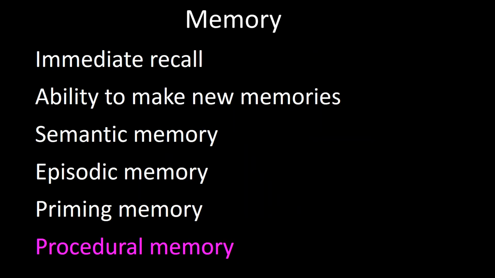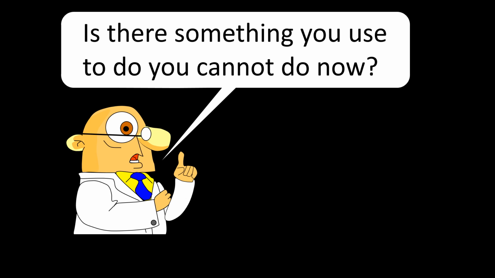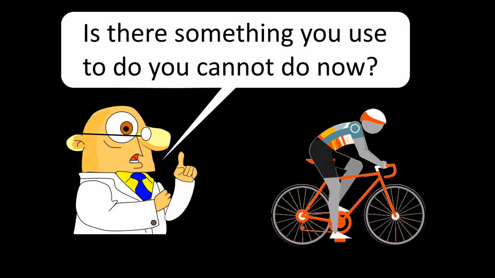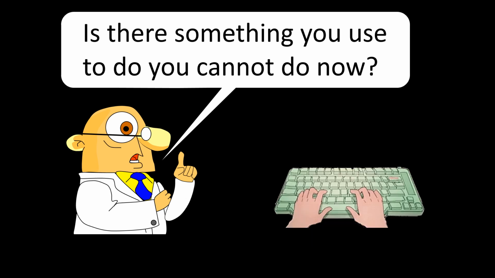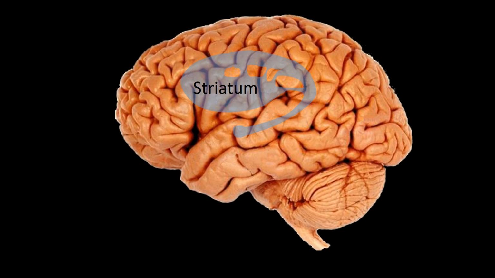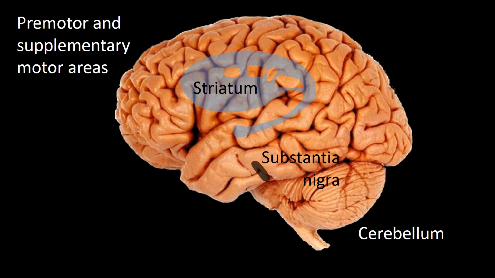Procedural memory is checked by asking the patient if they have lost the ability to do something he or she used to do, such as playing the guitar, riding a bike, or typing. The brain areas tested include the striatum, the substantia nigra, the cerebellum, and the premotor and supplementary motor areas.